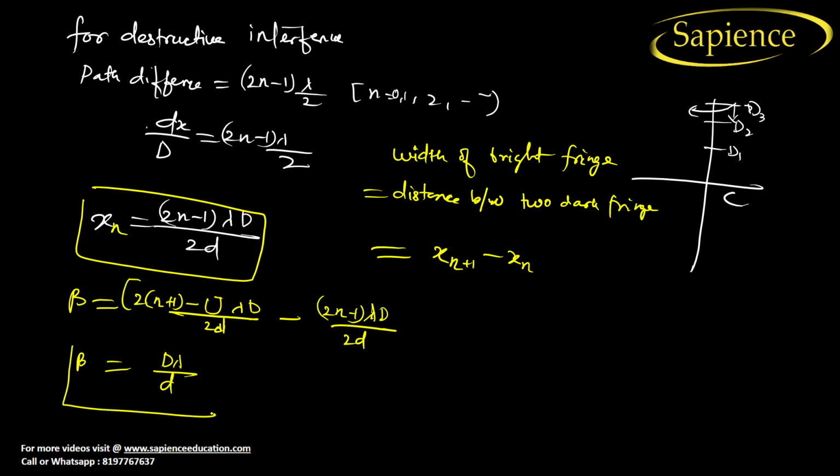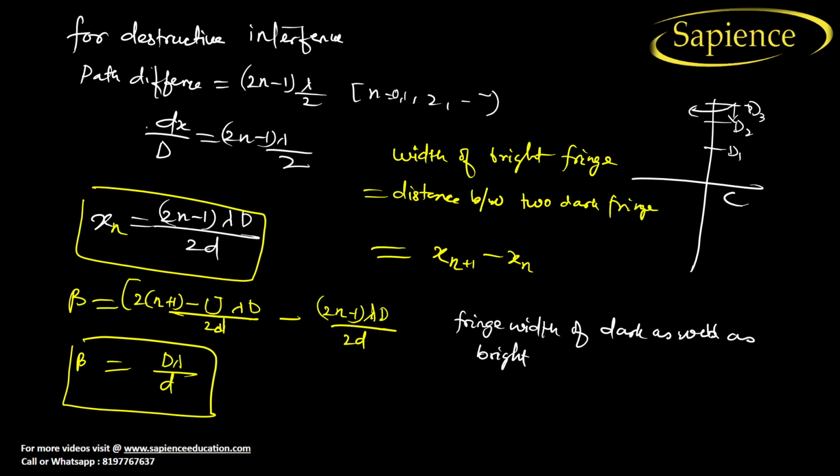So what we have observed is that the fringe width of dark as well as bright is the same, and that is D lambda by small d.